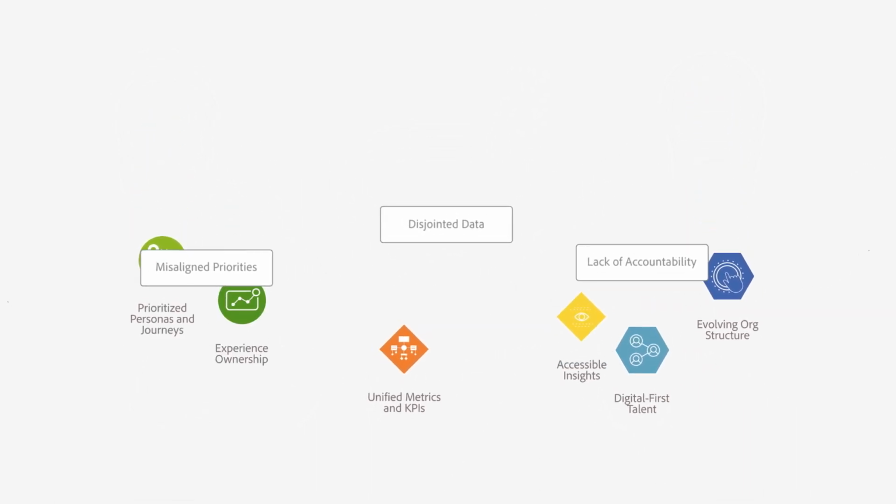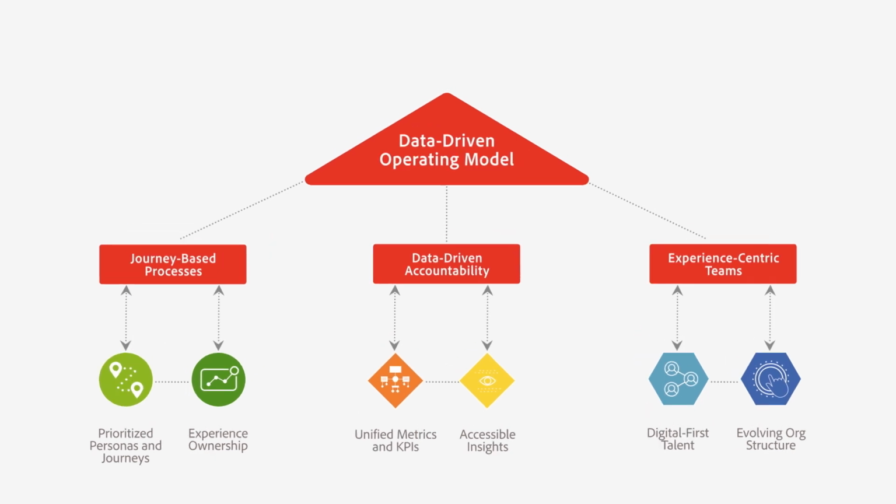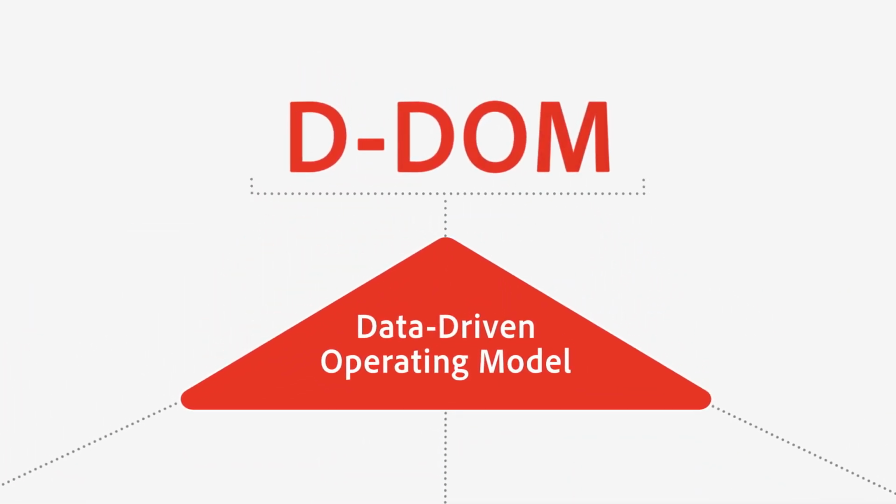Company B, on the other hand, is determined to be a leader in customer experience. They've adopted a data-driven operating model, or DDOM. It's a strategic framework that helps companies know more and do more with their data.